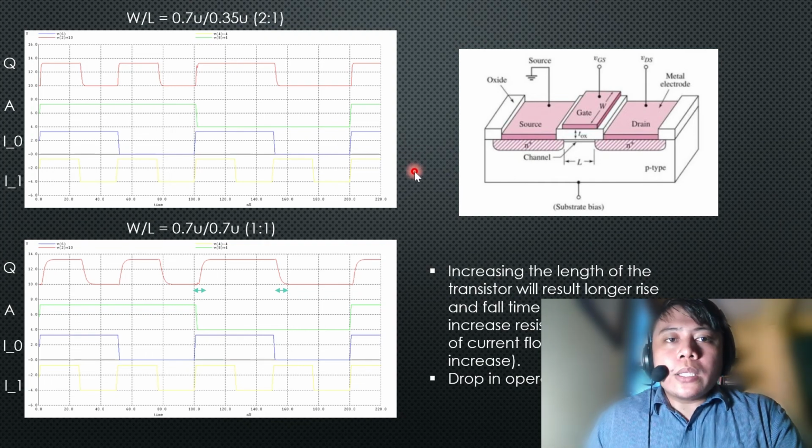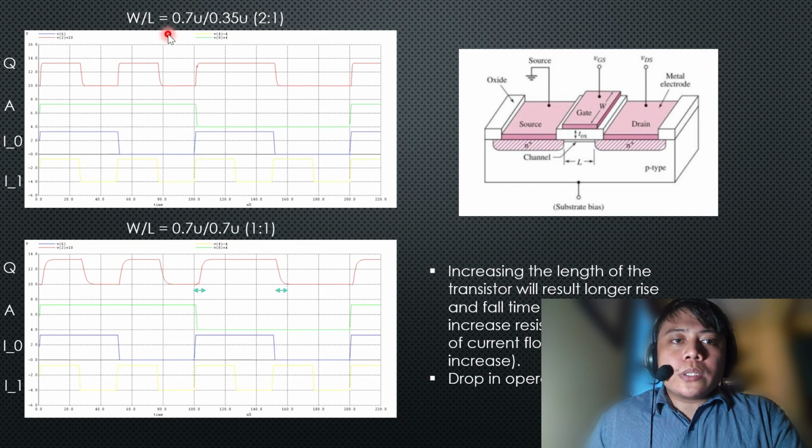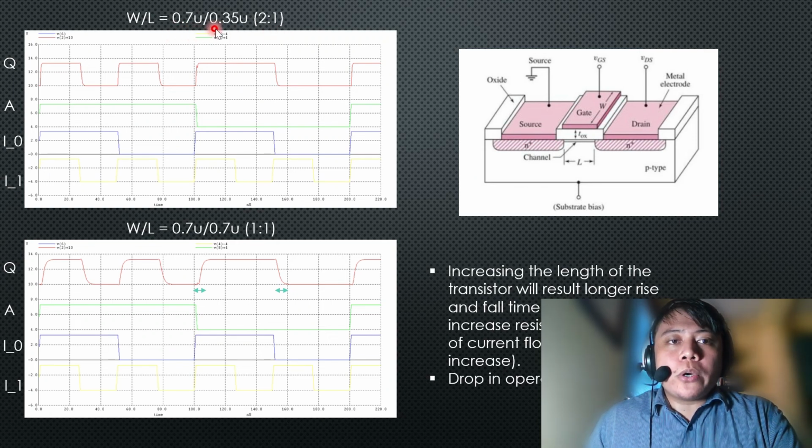Also I tried to simulate the width over length ratio, which is a 2 to 1 simulation and a 1 to 1 simulation. For the 2 to 1, I have a specification of 0.7 over 0.35 microns. If we compare that with this specification, the only change is the length, from 0.35 we change it to 0.7, and we can see this result. The output has a propagation delay higher than the 2 to 1 ratio. That is the effect of increasing the length. Increasing the length of the transistor will result in longer rise and fall times. This is due to the increased resistance in the path of current flow. It also has the effect of dropping the operating frequency.